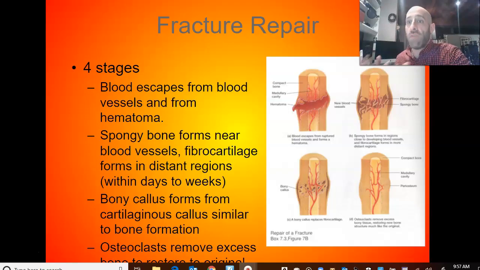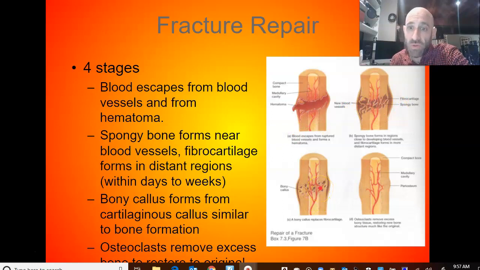So imagine a deer that breaks its leg. A deer can't go to the doctor and get a cast put on. So what it does is it has this fibrocartilaginous callus, which acts kind of like a support system to support that bone while it's healing. So that is that second stage, which is called the fibrocartilaginous callus stage. And you get this callus forming to the outside, and you get some spongy bone forming in the middle.